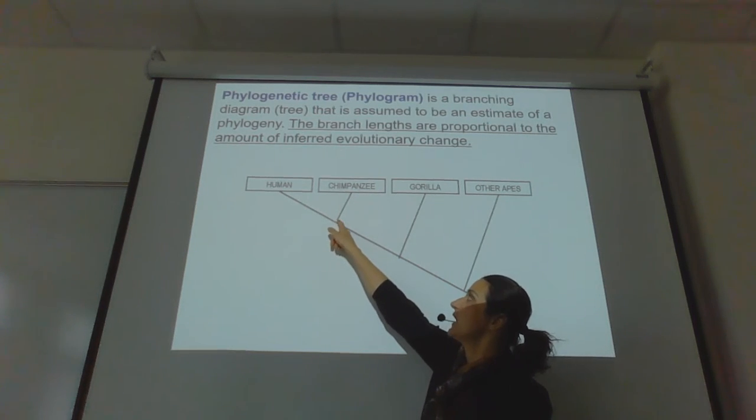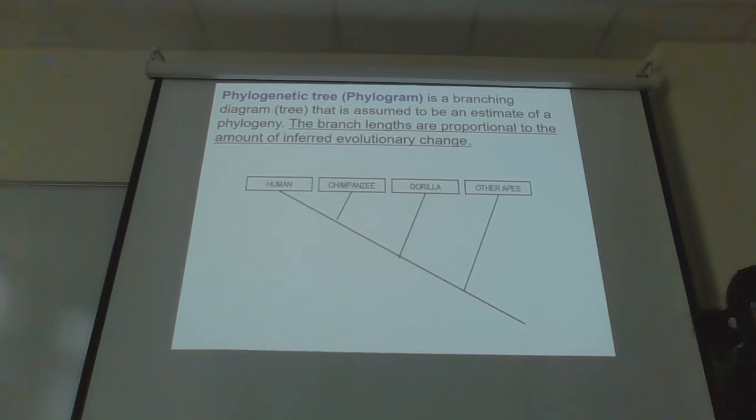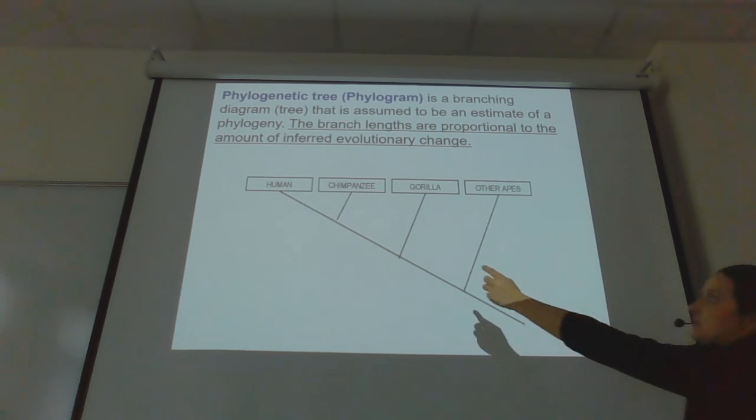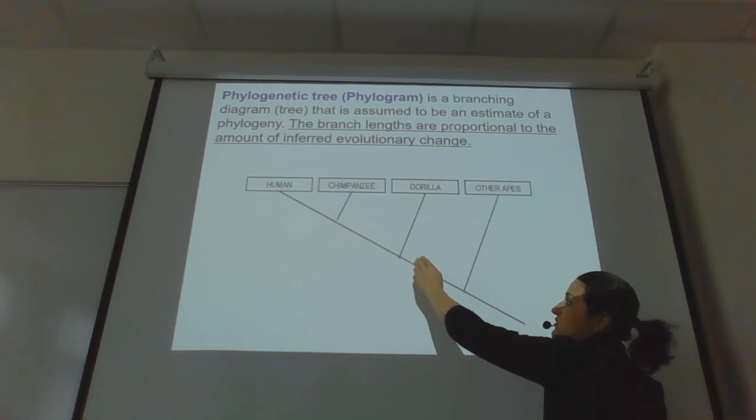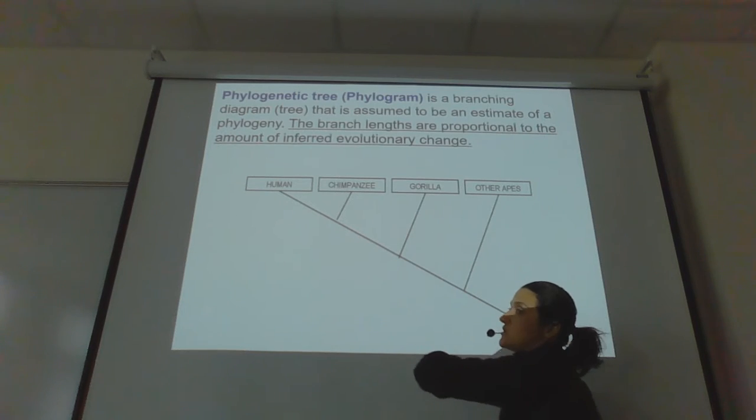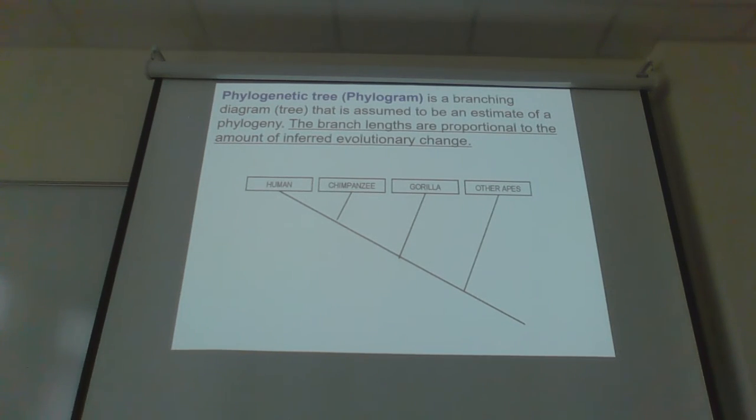It tells you there is a common ancestry between humans and chimps. Of course, there is more going on in between, okay? But it tells you chimps have a more direct common ancestry with human rather than gorillas. So gorilla came before and then chimps after. So we're more related to chimps than gorillas. The branch length is proportional to the amount of inferred evolutionary change.